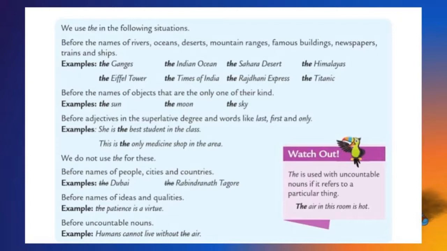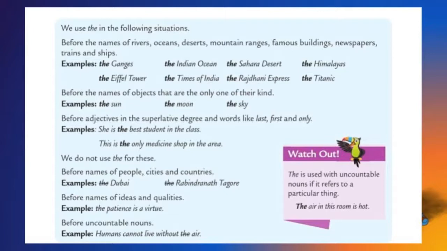Before the names of rivers, names of oceans, names of deserts, mountain ranges, famous buildings, newspapers, trains, and ships. Examples are given: the Ganges, the Indian Ocean, the Sahara Desert, the Himalayas, the Eiffel Tower, the Times of India, the Rajdhani, the Titanic. Because these examples are the names of rivers, oceans, deserts, etc. And one more thing, names of objects that are only one of their kind.